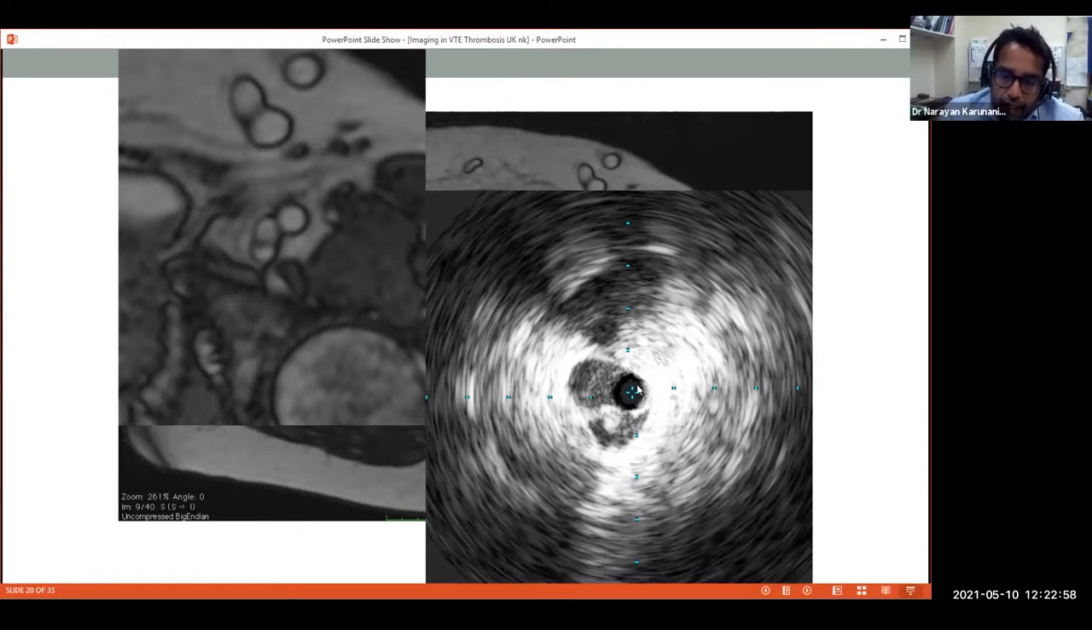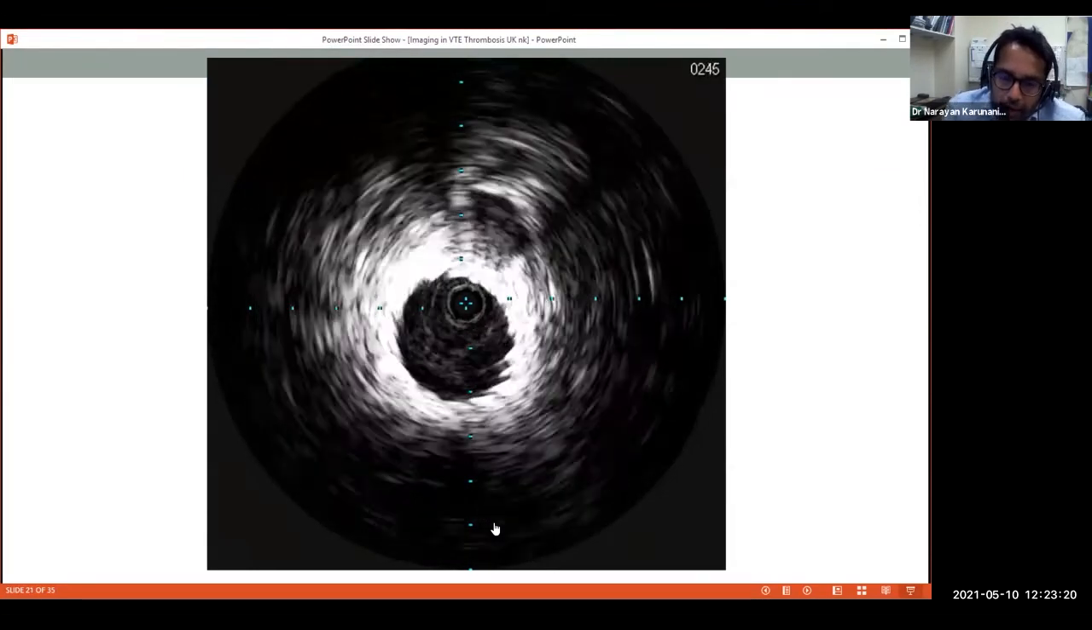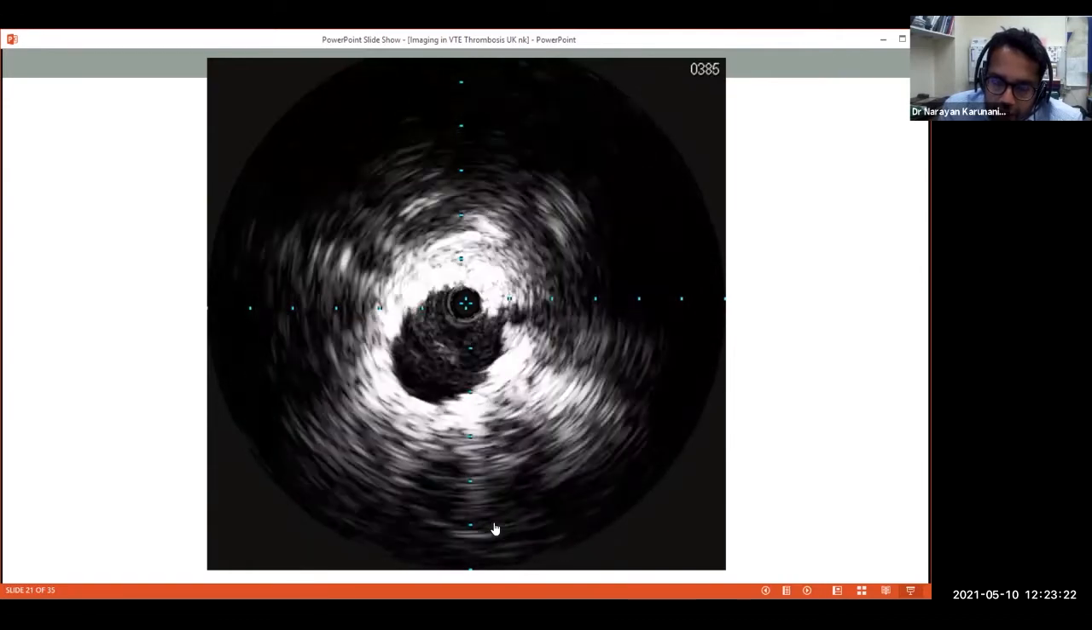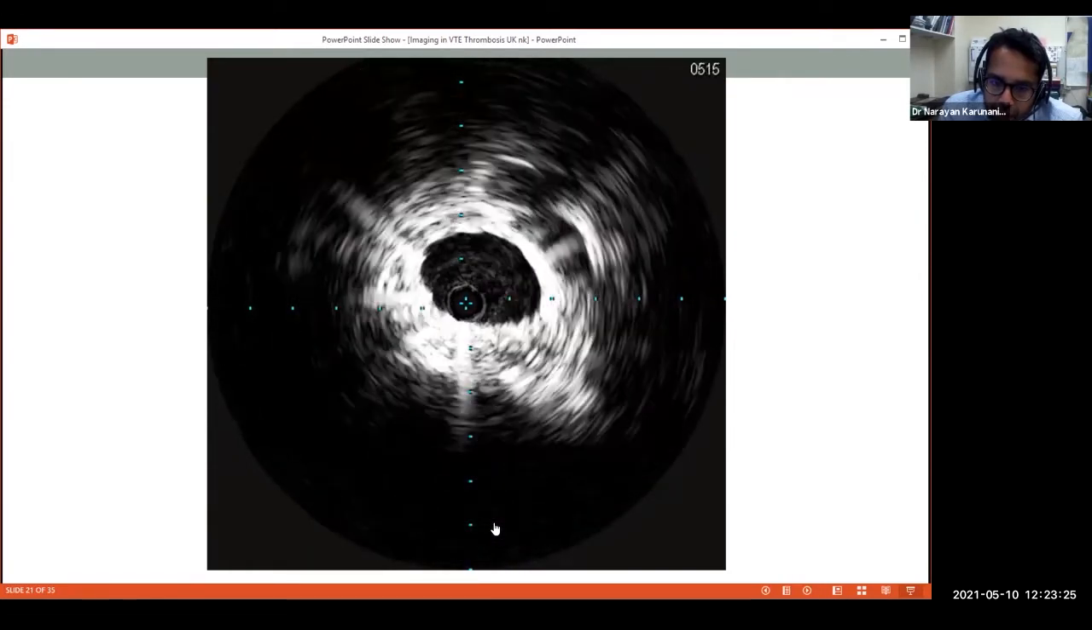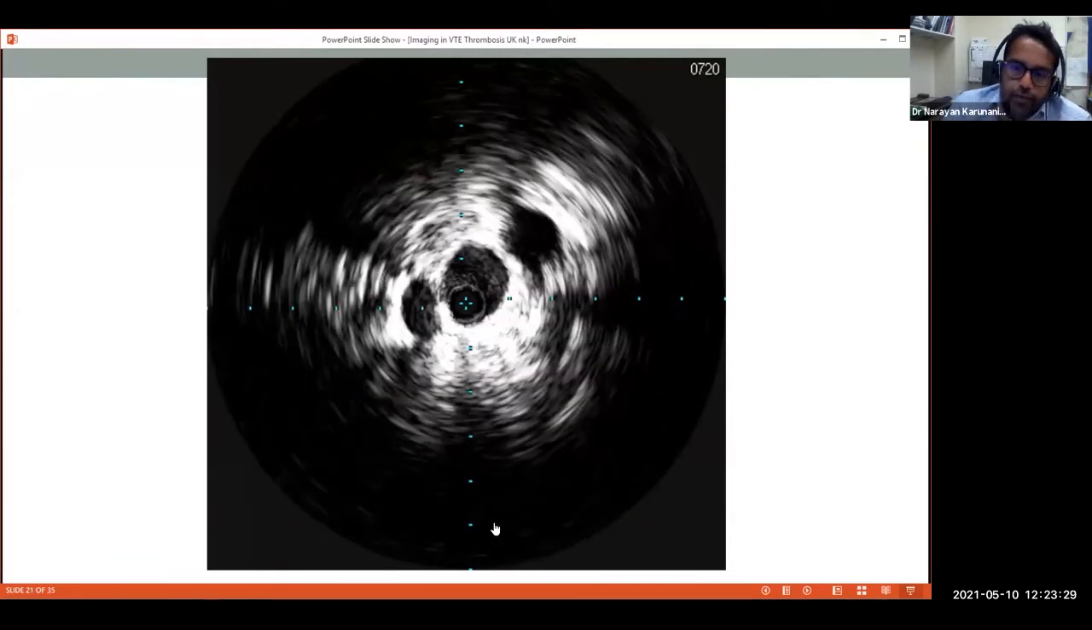And this is what it looks like when you look at a correlative image from an MR venogram, where you see a vein with some scarring. And on intravascular ultrasound, you have the scars going through it as well. And this is what we do when we do a pullback of the intravascular ultrasound. It just gives you really exquisite information about what the vein looks like from the inside.